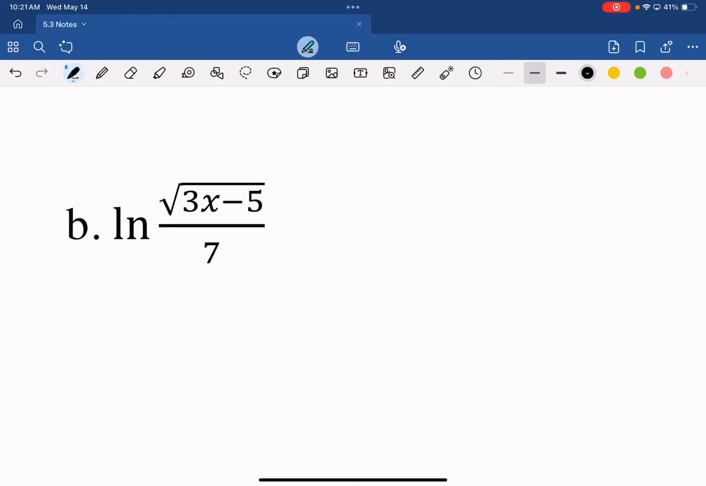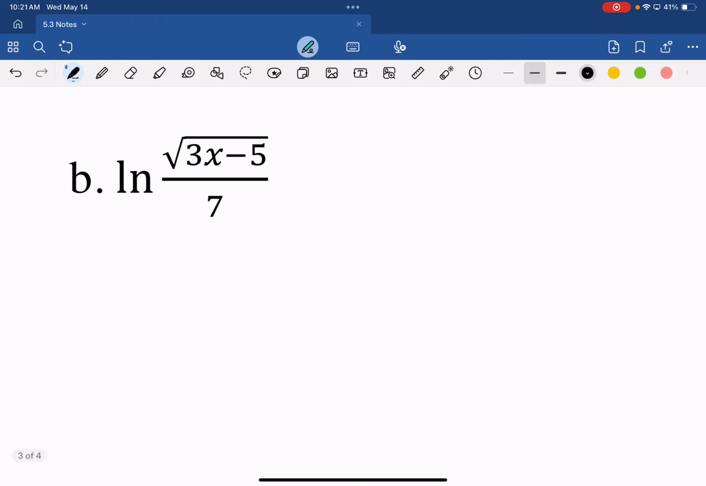Or would we add or subtract? Subtract. Okay, so we have the log of our top minus the log of the bottom. Okay, that's fine. That would be wrong.